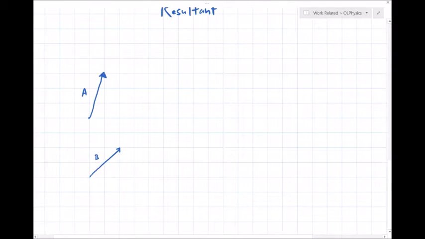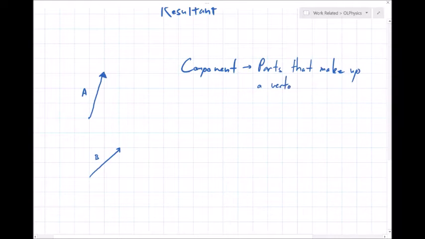But something really nice that we can do is if we have graphing paper, we can break these vectors down into their components. So what a component is, is the parts that make up a vector. The parts, in our case, are going to be horizontal and vertical parts that make up a vector. So what we can do for this one is break these down. So first, let's just draw these out.